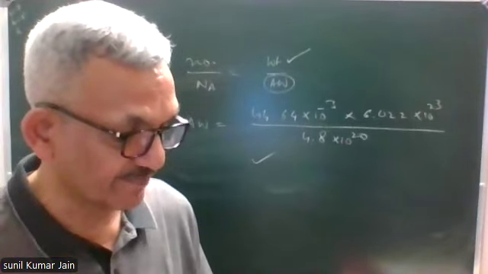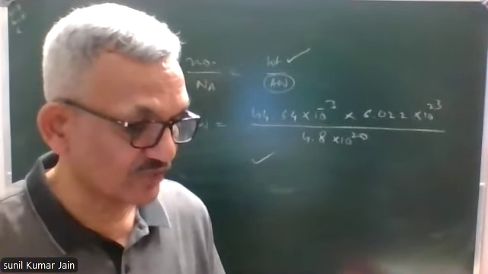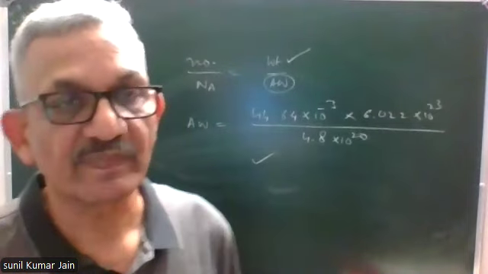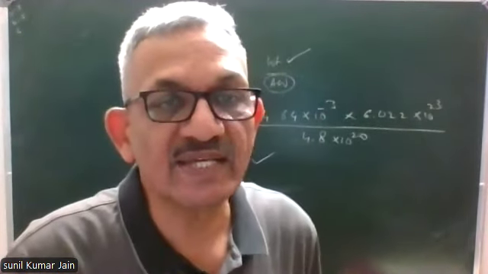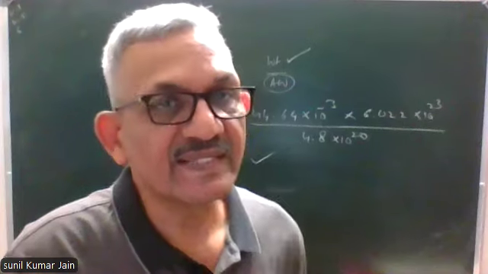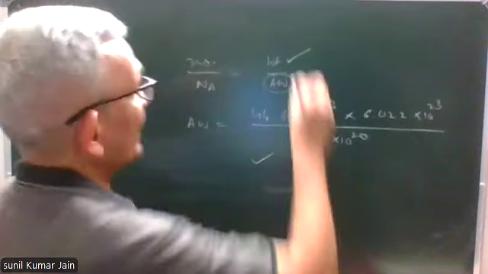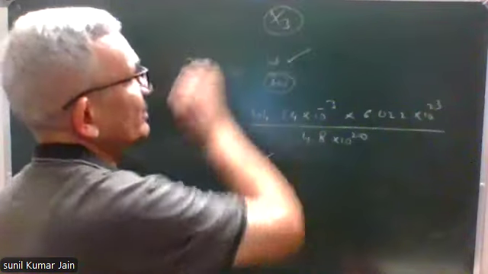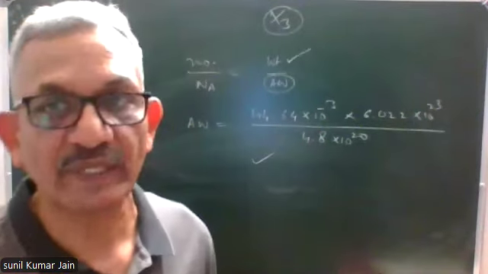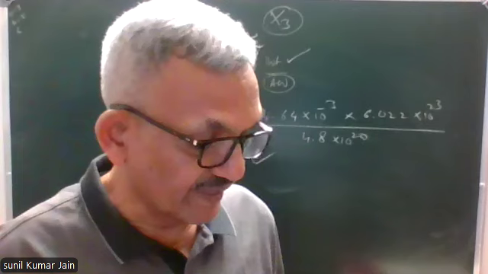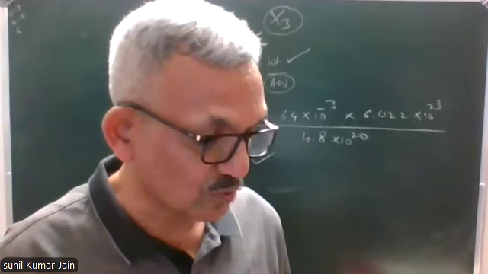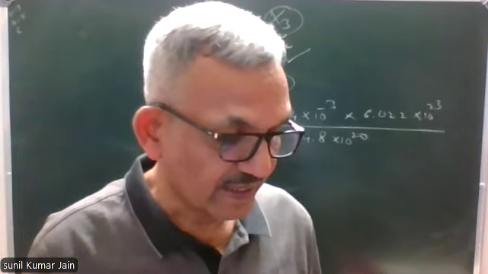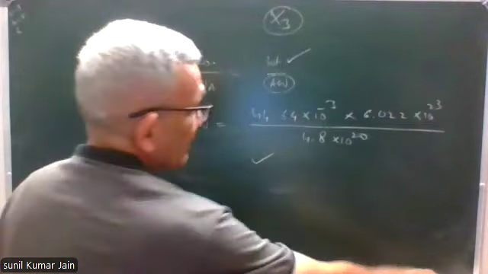Next, numerical number 5. An element exists in the form of triatomic molecules, like oxygen exists as O3, right? Let us say the element is X and it exists in the form of X3 molecules. This is the meaning of triatomic. If one atom of it weighs so many kilograms, calculate its atomic weight and molecular weight.